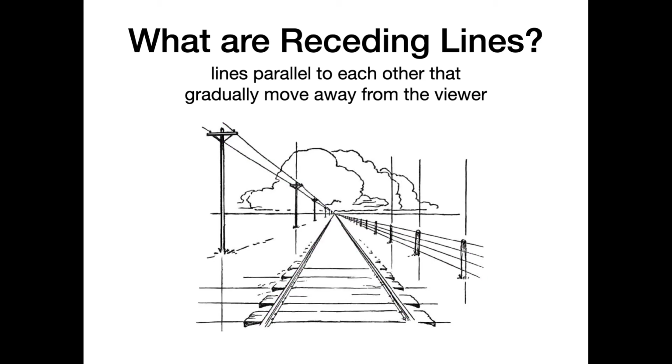And it's important to know what lines are not receding. All of the horizontal and vertical lines in this picture are parallel to us, the viewer, and they are not receding away from us, so they will never converge.